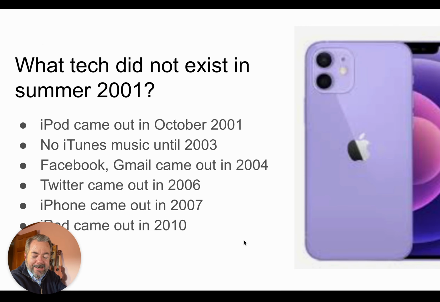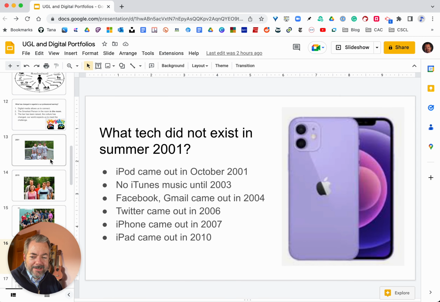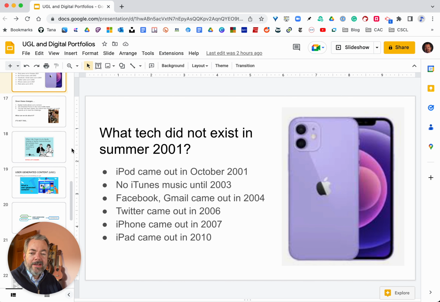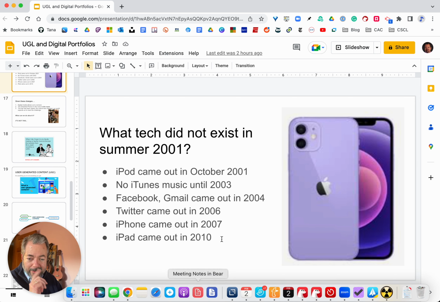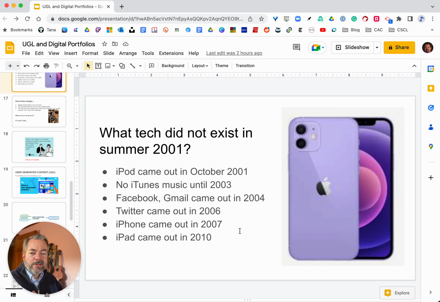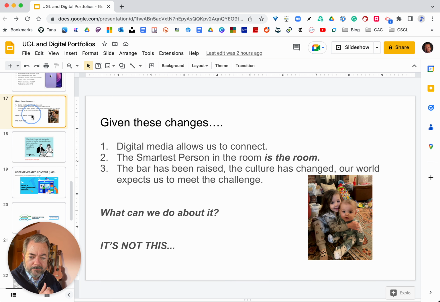Well, the iPod didn't come out till October 2001. No iTunes until '03. Facebook and Gmail came out in '04. Twitter '06. iPhone in '07. And the iPad came out in 2010. So, this technology just didn't exist in those days. So things have changed and they continue to change. That's my point. And as we collect things, as we learn from each other, keep in mind that we just got to keep up with the changes.